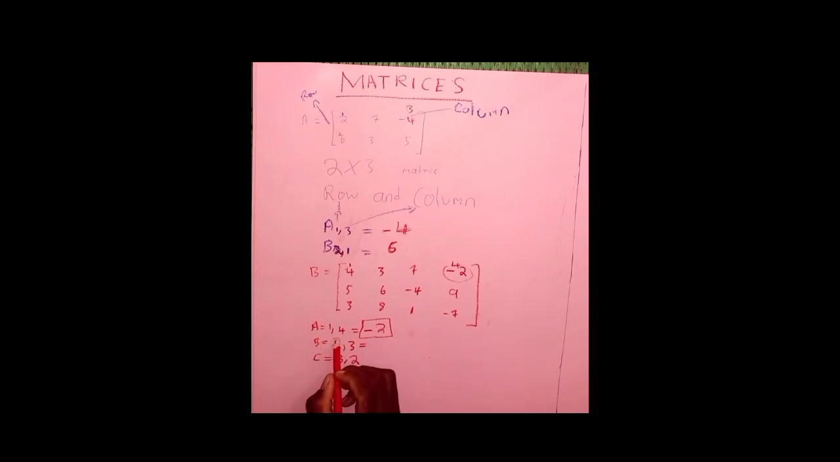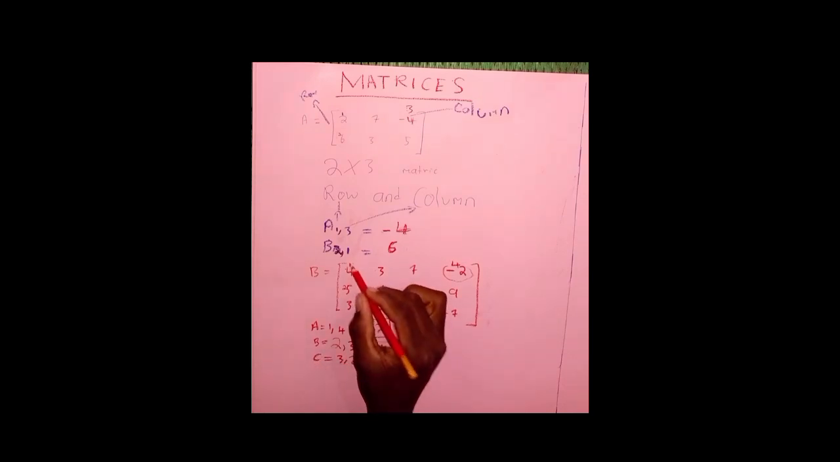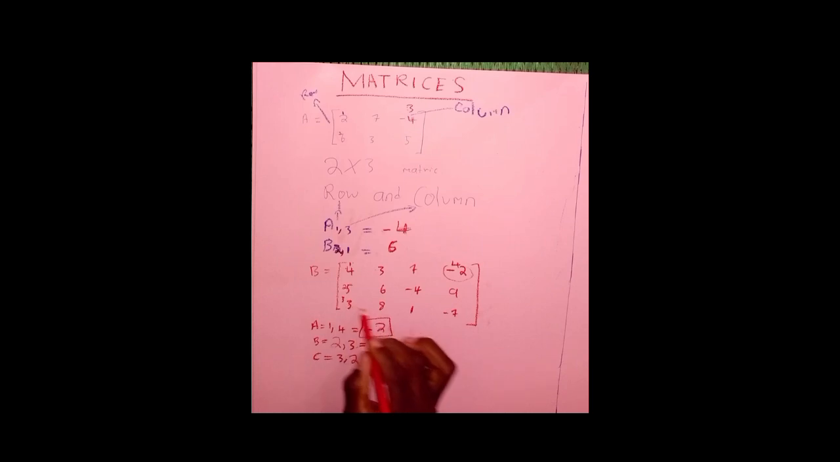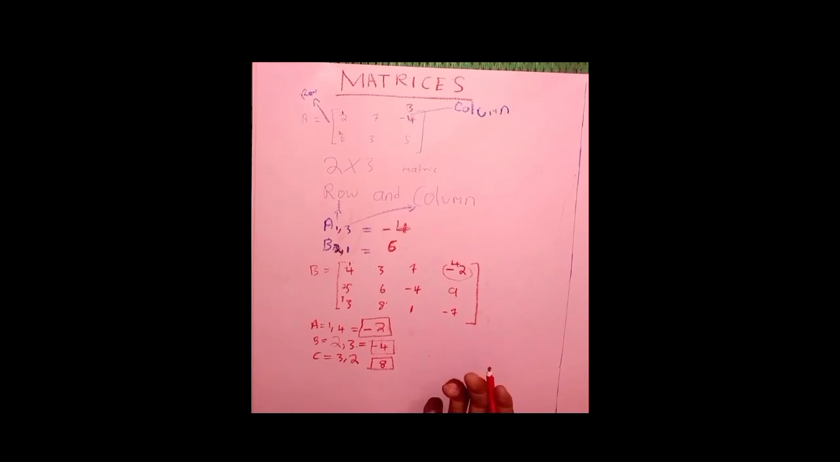And let's see for B. B is 2, 3. We count the row: 1, 2. Here is 2. And in the column, we count 3: 1, 2, 3. We have negative 4 as our answer. Okay, let's see for C. C is 3 of 2. Rows 1, 2, 3, and column 1, 2. We have 8. So 8 is our answer for this question.